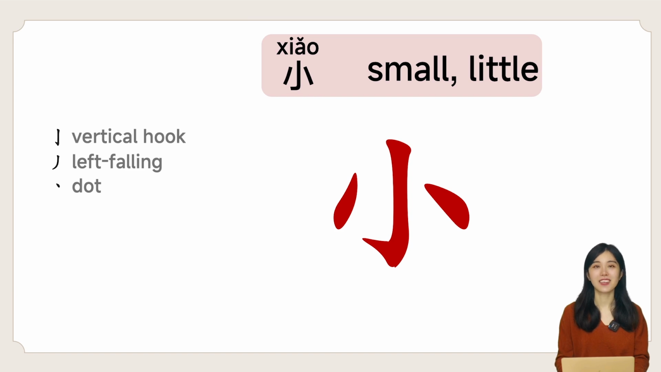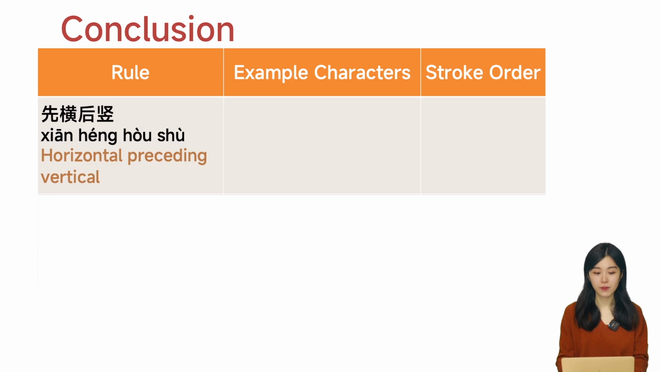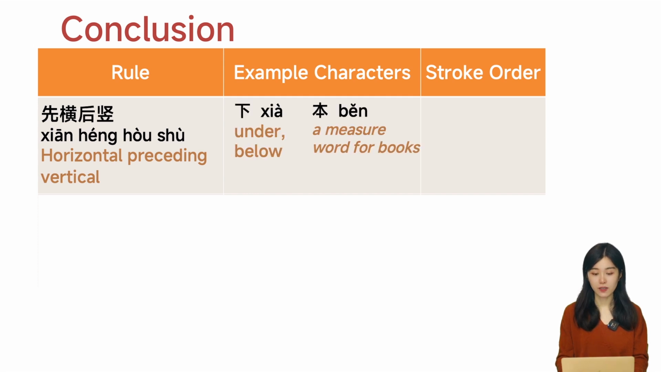Good job. We can make a conclusion for this class. Today we learned 6 rules of stroke order. Rule number 1, 先横后竖, horizontal preceding vertical. When we are writing the characters, we should write the horizontal stroke first and then write the vertical stroke. We have 2 example characters. 下 本. See the stroke order.